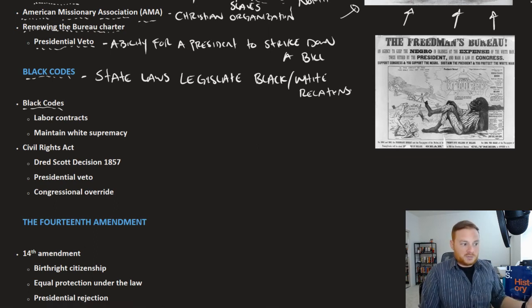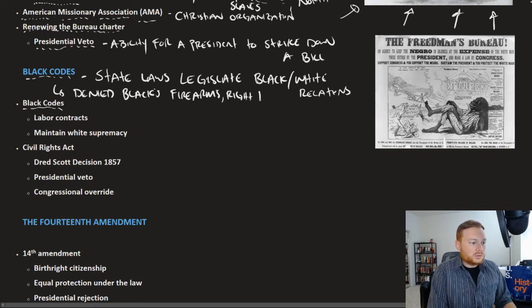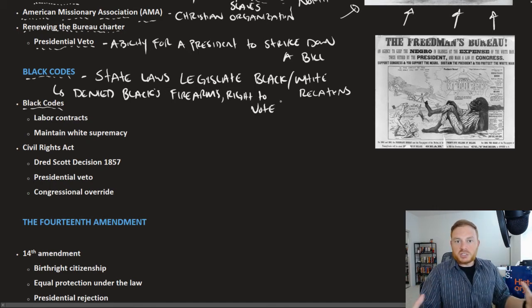And amongst the various laws that were created, there were codes or laws, again, this depended state by state, that more or less denied blacks certain property like firearms, the right to vote. There were curfew laws. There were just a bunch of different laws that essentially made blacks second-class citizens.